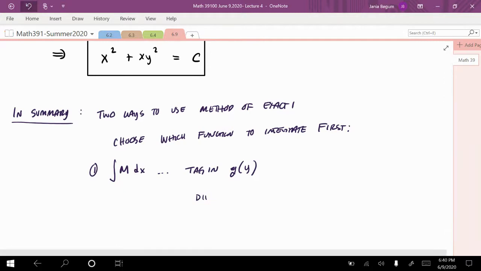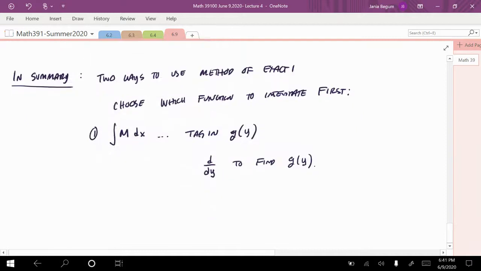So let me just use notation, it's easier. Then you differentiate with respect to y to find g of y, and then you integrate g prime of y with respect to y. So I hope this makes sense, but again, I'm leaving out details because those are the details you will fill in depending on which problem you're working on.